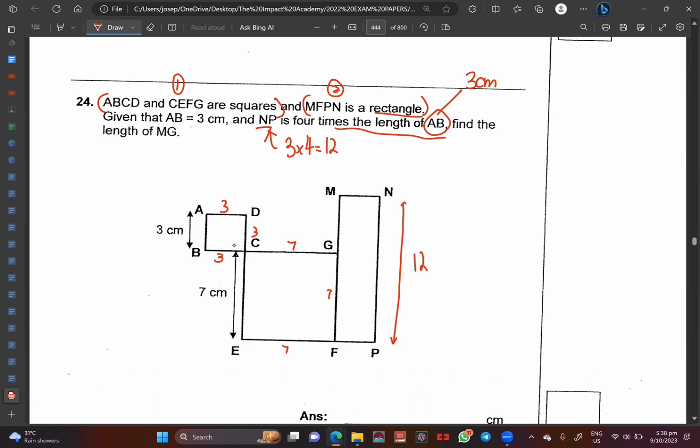Am I making sense here? Yeah. Make sense? Yeah. Right. So if this is 12, can I find out what this is? I just have to simply do 12 minus away. Very good. And that gives me 5. So MG is actually equals to 12 minus away 7. That gives me 5. Okay. And therefore my answer for this question has to be 5 cm.